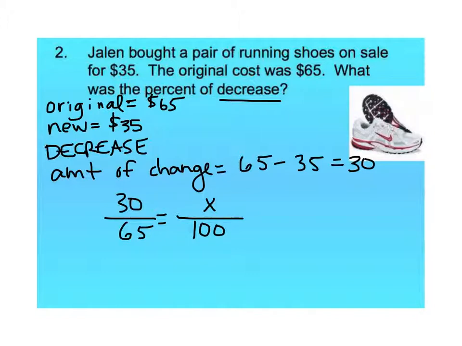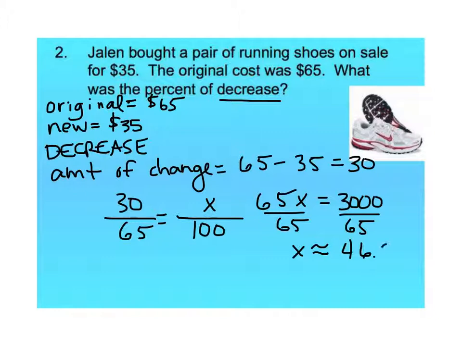When you cross multiply and solve for this one, you have 30 times 100, so 3,000 equals 65x. And when you divide both sides by 65, you have x is approximately equal to 46.2%. So it's almost half off. Okay, almost half off. So what was the percent of decrease? 46.2%. I think you're probably getting the hang of it. Do one more with me and then you're going to try a couple on your own.